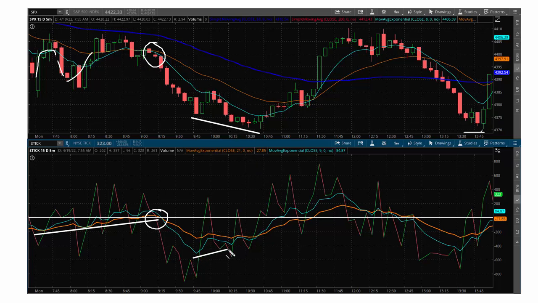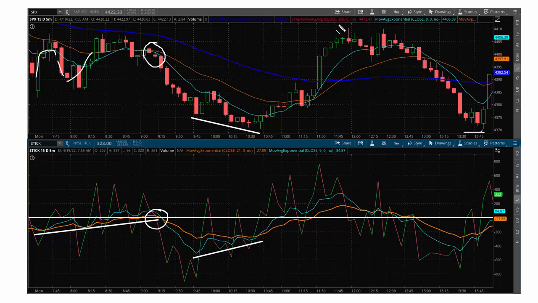but while that's taking place, you see the blue line here? That's the 8 EMA of the tick. It's putting in a higher low. So that tells you that although the sellers are still in control, they're losing control. Okay, so you can see, and then the market rallies after that.